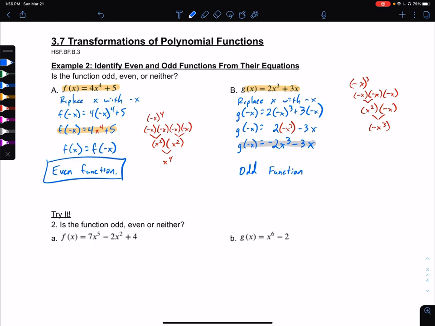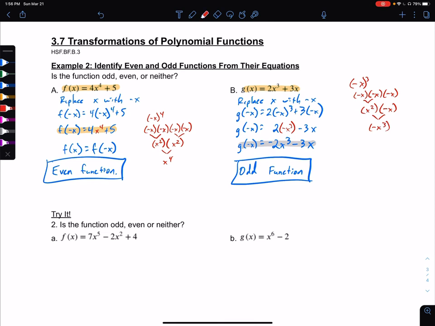If only some of it changed, then it wouldn't be odd or even, it would just be neither. All right, so let's say you had something like 4x to the third plus 2. This piece might turn out to be the opposite, but if that 2 stayed the same, well, only part of it changed. So something like this would be neither, because it's not exactly the same, but it's also not the complete opposite. Okay, so be careful with that.